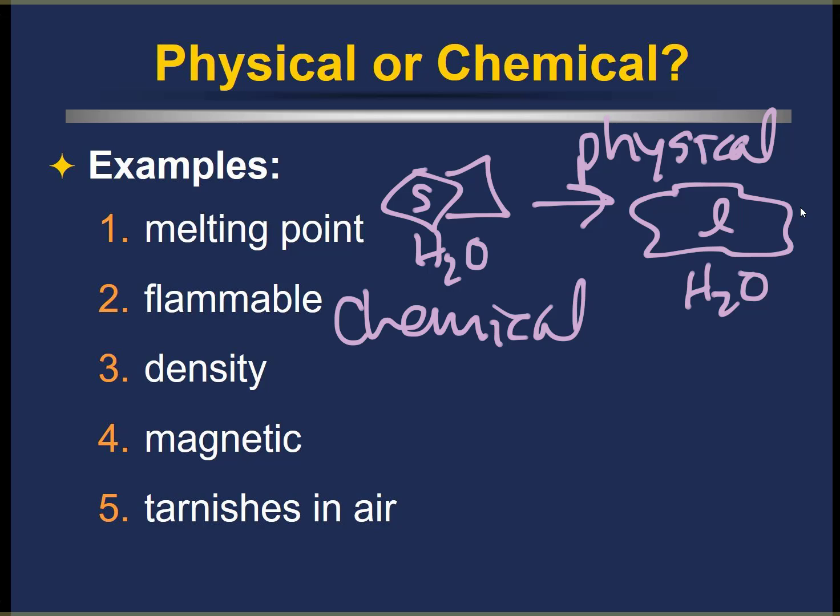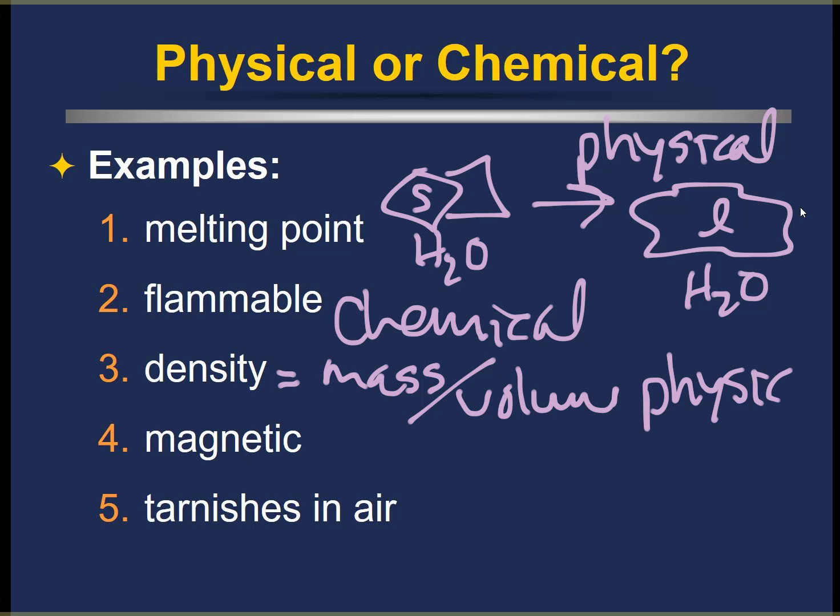Density. If I show or calculate the density, I know it's mass divided by the volume. So if I find the mass, I find the volume, and then just divide those two numbers, I'm not changing what I have. So this is just a physical property.